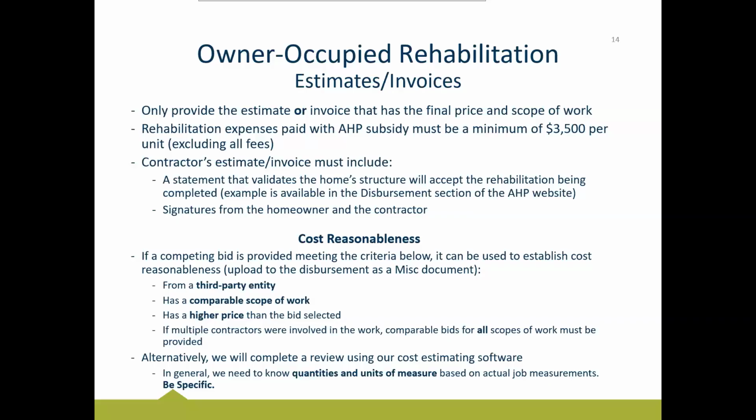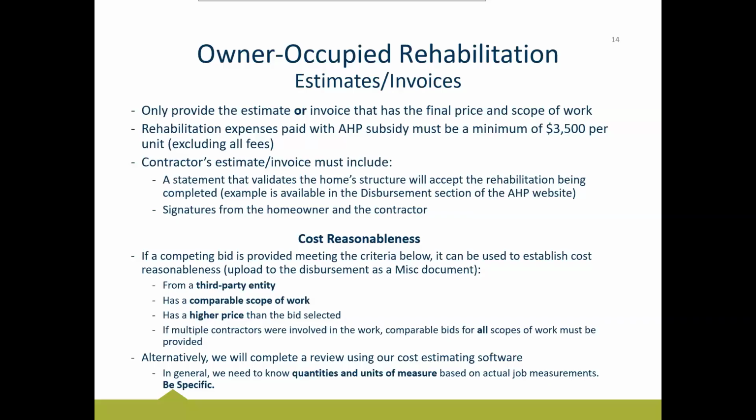The other thing that the contractor estimate or invoice needs to include is signatures from the homeowner and the contractor. So the homeowner and contractor both need to sign the document, digitally sign, or they can wet sign, either direction, whichever is easier for you all. Okay.